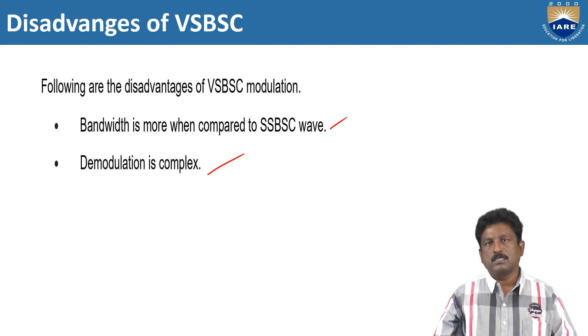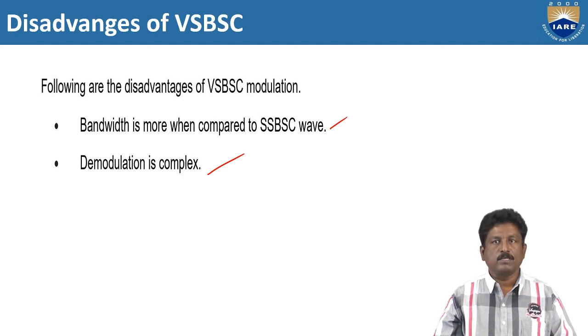Why? Because here it is not exactly one sideband. It is a combination of one sideband as well as a part of the other sideband, the vestige, so the design of the circuit at the receiver side for retrieving the original signal m(t) is difficult. Whereas for the AM signal, DSBSC wave and SSB, the design of the demodulation circuits at the receiver side is somewhat easier compared to this VSBSC wave. So these are the two drawbacks for the VSBSC wave.